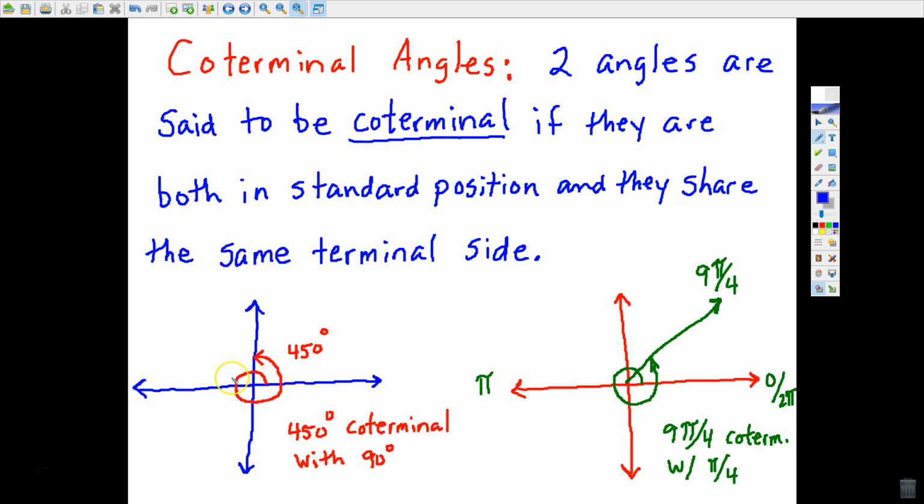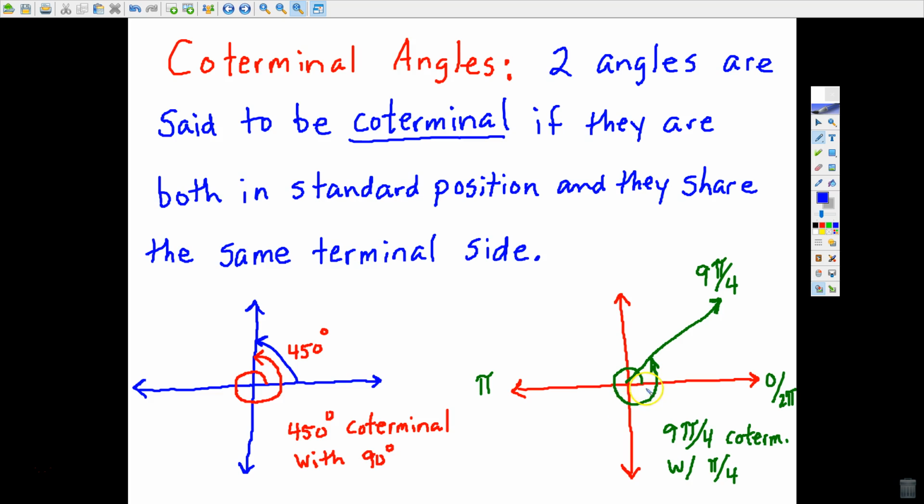What I've drawn here is the angle that's measured at 450 degrees. I went all the way around 360 plus another 90. Well, the angle measured at 450 degrees is coterminal with the angle measured at 90 degrees. That probably makes sense. If I just draw a 90-degree angle, those two angles, even though they have different degree measurements, they have the same terminal side. That's what it means to be coterminal.